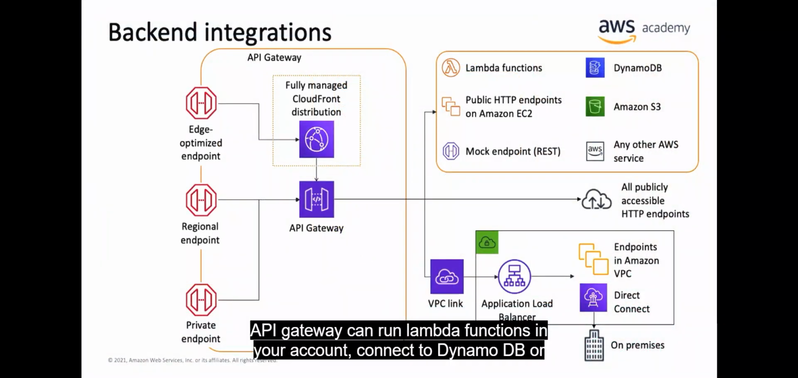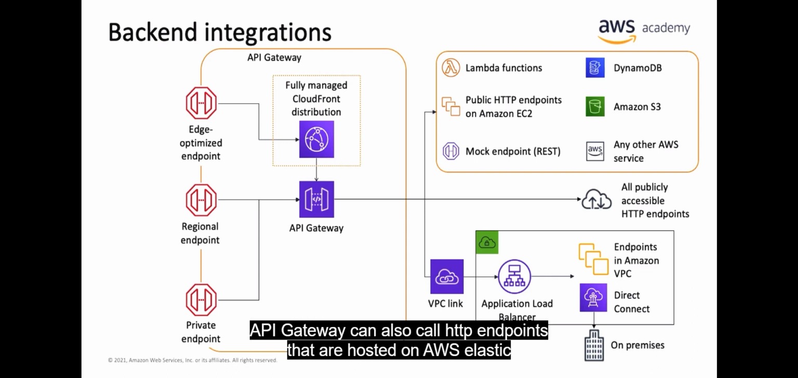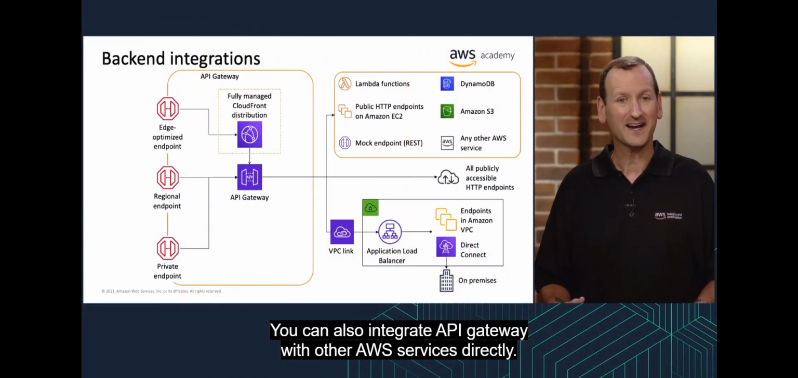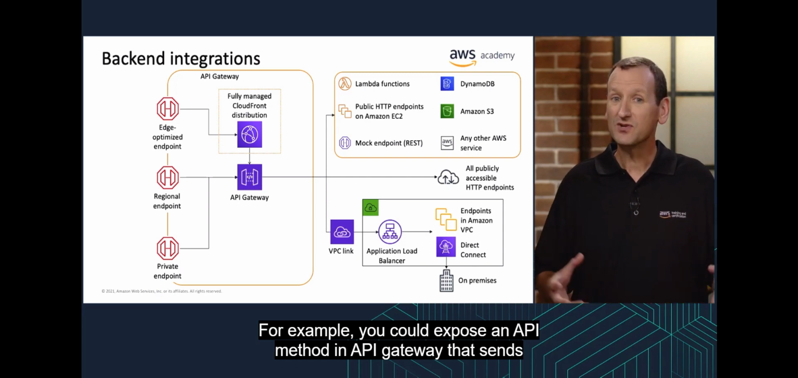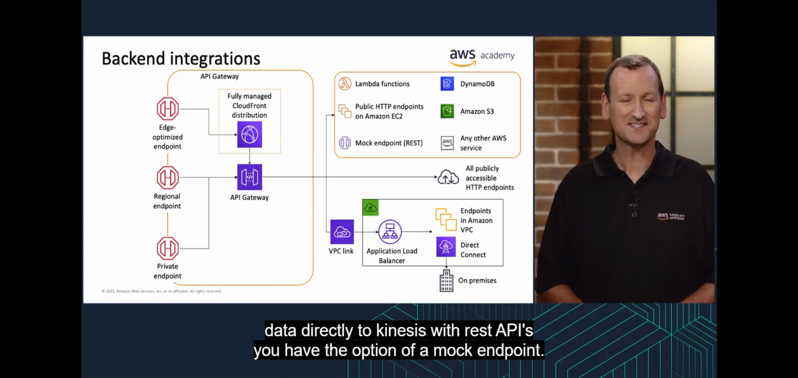API Gateway can run Lambda functions in your account, connect to DynamoDB or Amazon S3, and start AWS Step Functions state machines. API Gateway can also call HTTP endpoints that are hosted on AWS Elastic Beanstalk or Amazon Elastic Compute Cloud, known as Amazon EC2. In addition, API Gateway can call HTTP-based operations that are not AWS hosted but are accessible from the public internet. You can also integrate API Gateway with other AWS services directly. For example, you could expose an API method in API Gateway that sends data directly to Kinesis.